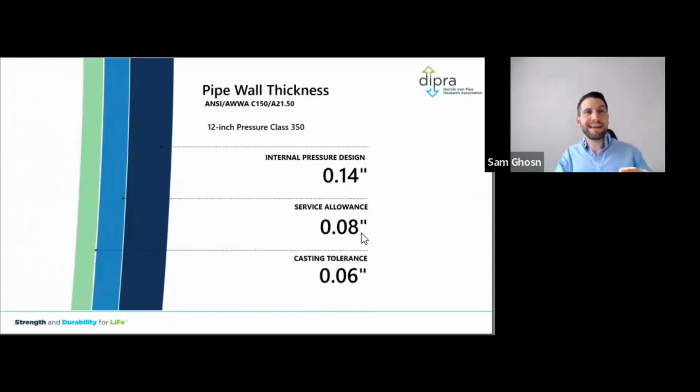Now, we also add a casting tolerance because we're casting the pipes centrifugally. So to account for any deviation or changes in thickness during the casting process, we add a casting tolerance. Now my total is 0.28 inch, which is total.